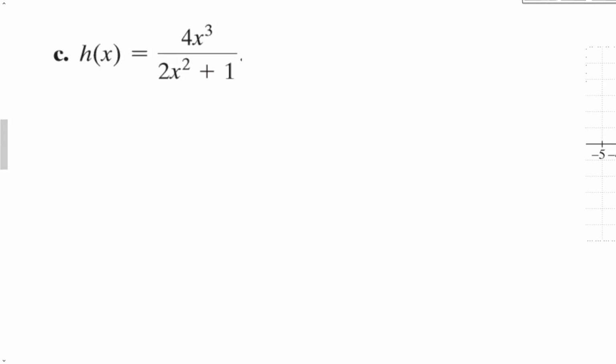Now, the top is bigger, which means that we don't have a horizontal asymptote. But look at the graph.